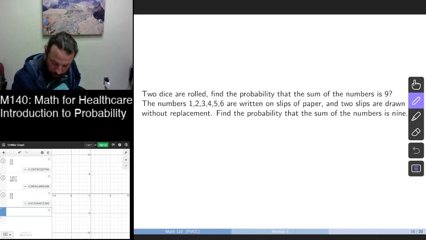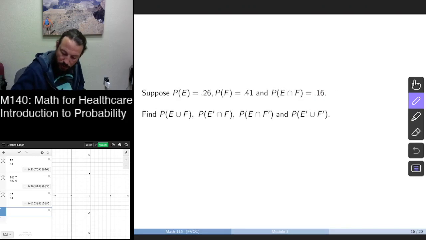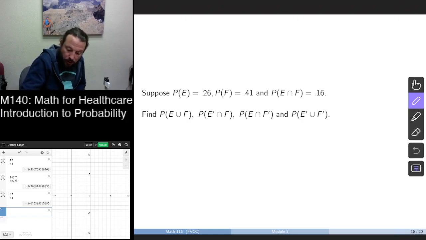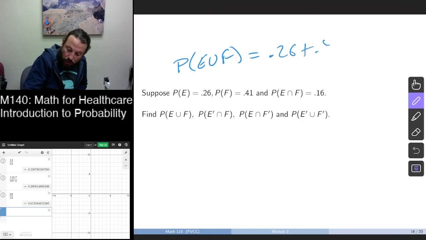Okay, so how about something like this? We're given the probability of E equals 0.26, the probability of F equals 0.41, and the probability of E intersect F equals 0.16. Notice we could use our union formula to get that the probability of E union F is 0.26 plus 0.41 minus 0.16, and that gives me, be careful here, 0.51.